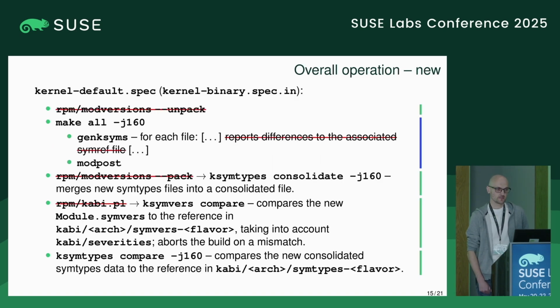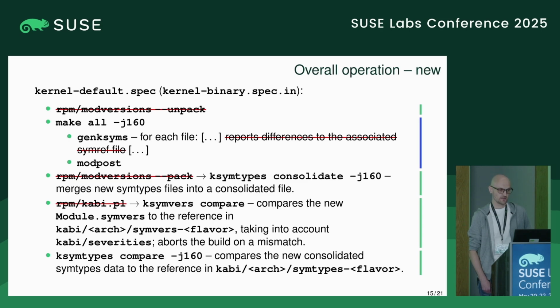The overall operation changes a bit with suse-kabi tools. The most time-consuming unpack step is completely gone because we no longer rely on gen k-sims to do the detailed comparison, and the new k-sim types tool can directly work with consolidated data. Therefore we start with the regular kernel make, and during it, gen k-sims is invoked as usual, and it performs the usual operation to calculate symbol CRCs, but it no longer does any comparison.